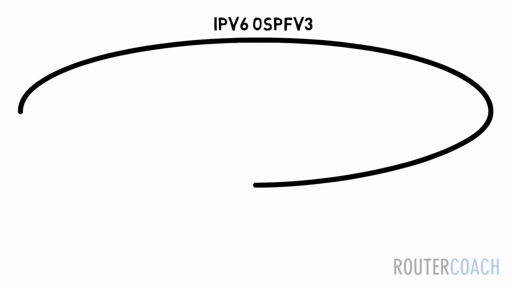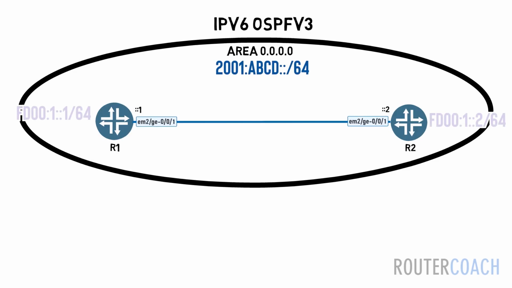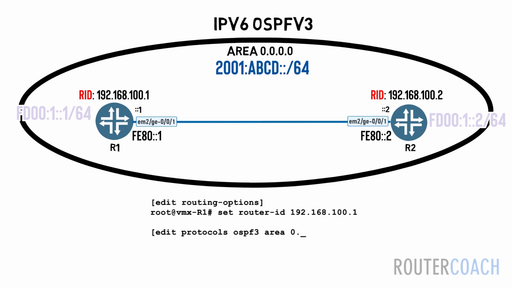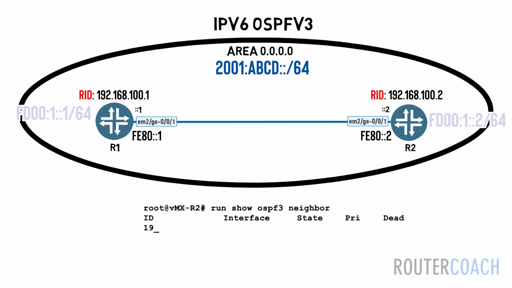With OSPF version 3, you enable OSPF version 3 almost the same way you enable OSPF version 2. Also, OSPF version 3 still uses a 32-bit router ID. The only difference is that you use the OSPF 3 statement in place of OSPF at the edit protocols hierarchy level. This is also the case when running show and verification commands.